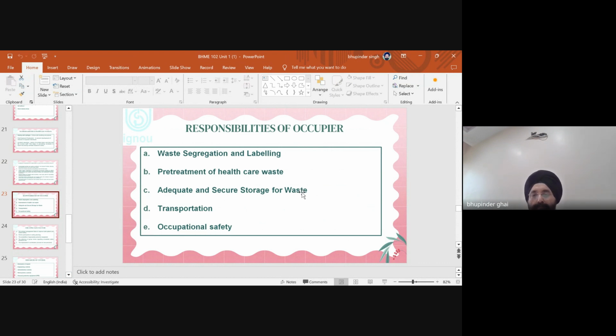So before the waste is taken out, it needs to be stored at the healthcare facility, and there should be separate storage facilities for the biomedical waste. Then transportation of the biomedical waste, and he should also take care of the occupational safety of the workers who are dealing in the handling of the biomedical waste. So these are the responsibilities of the occupier.